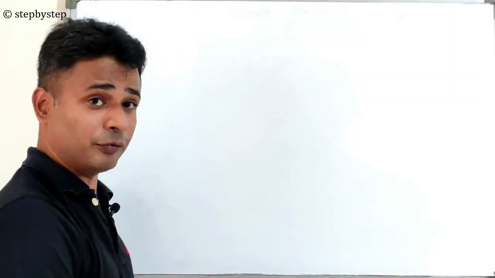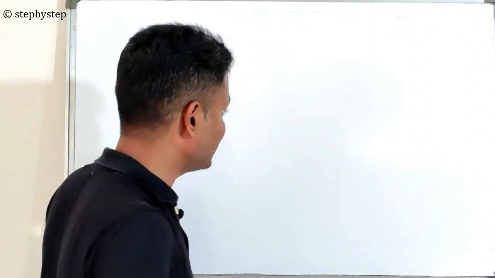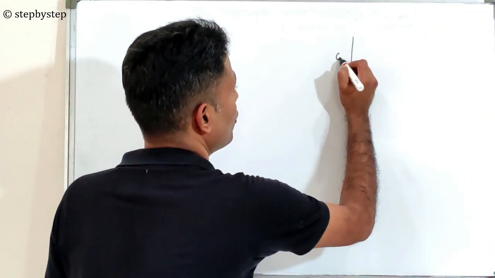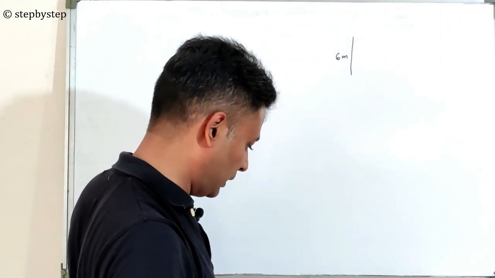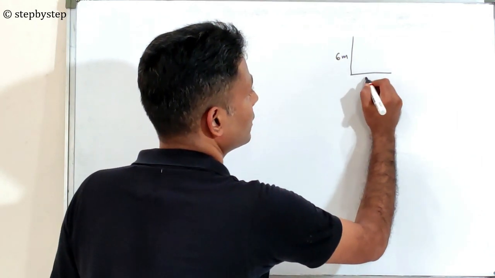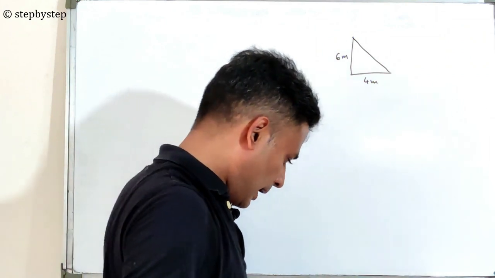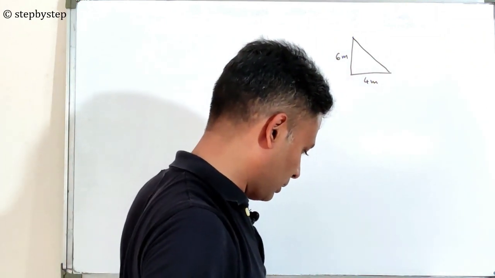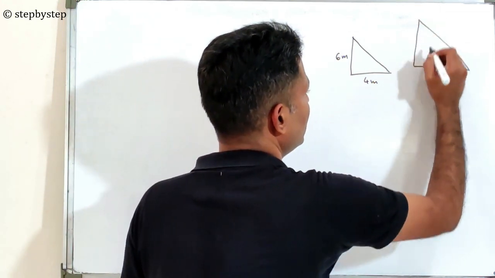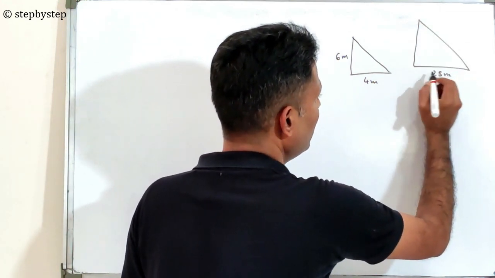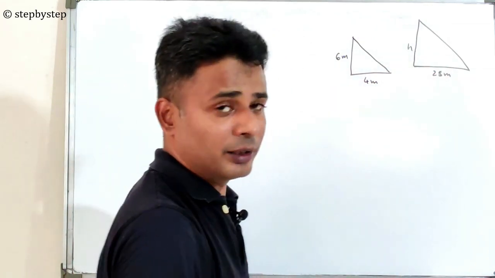Alright guys, now the 15th problem. What they have given is a vertical pole of length 6 meter. So a vertical pole of length 6 meter casts a shadow 4 meter long on the ground. So the shadow is 4 meter long, right? At the same time, a tower casts a shadow 28 meter long. And we have to find the height of the tower.